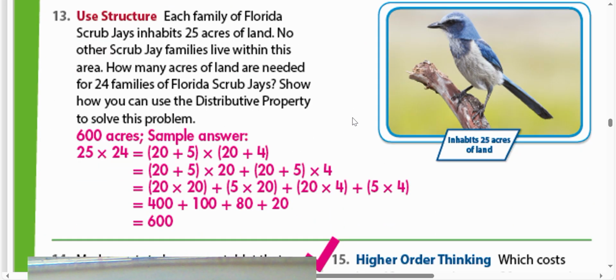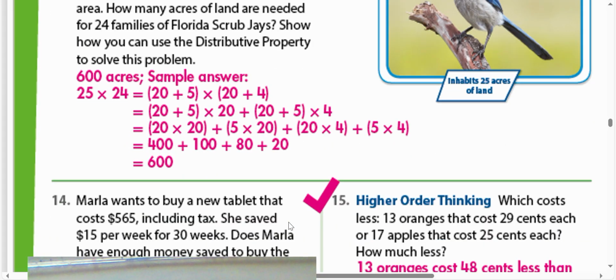Structure here, we will find the product between 25 and 24. We can write 25 times 24 using distributive properties like this. 20 plus 5 times 20 plus 4, 20 times 20 and 20 times 4, 5 times 20, 5 times 4. The result will be 600.